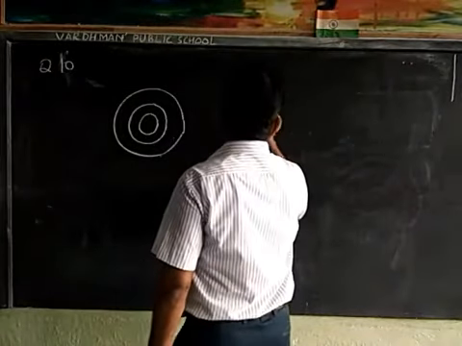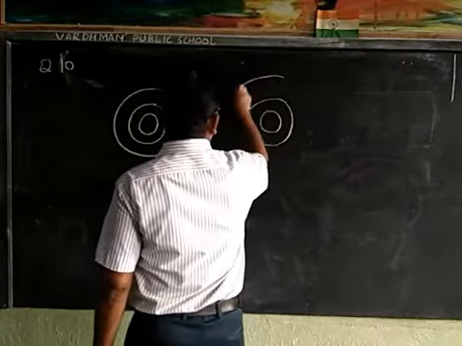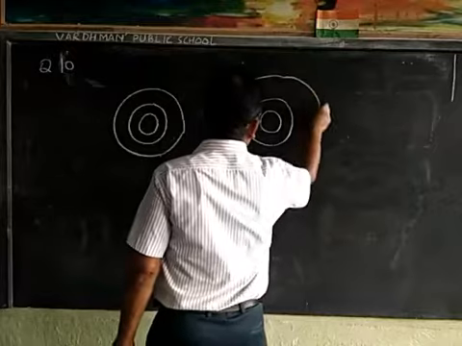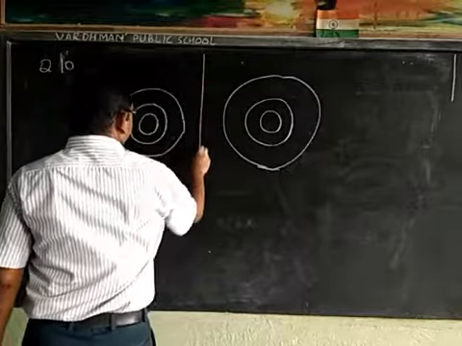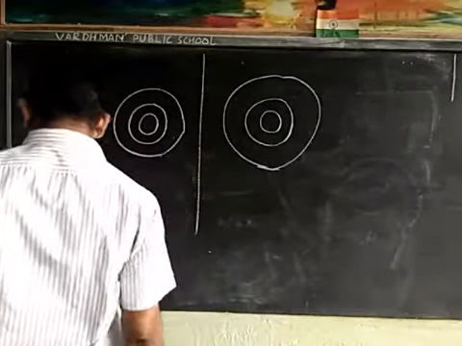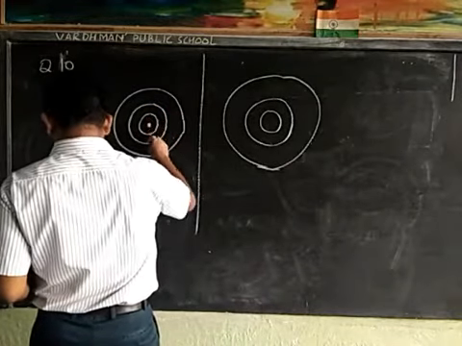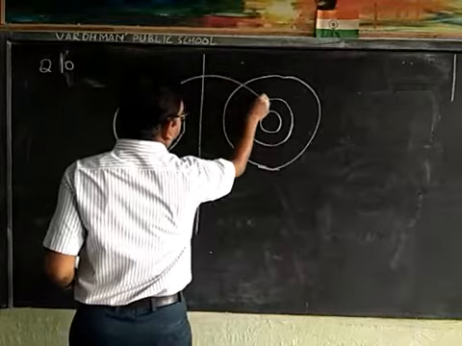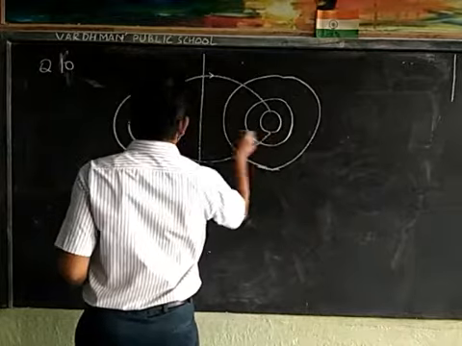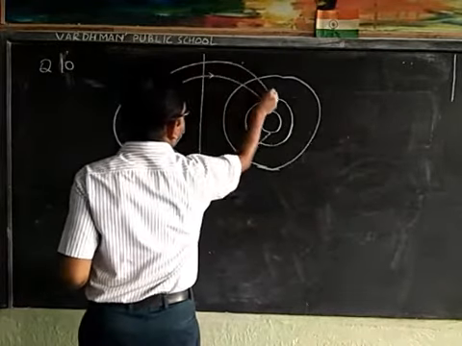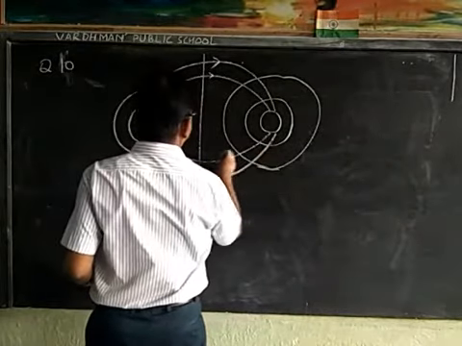Similarly, we draw this and this and this. This is the equipotential surface. The field lines start from the positive charge, and this again starts from the positive charge and goes into the negative charge.